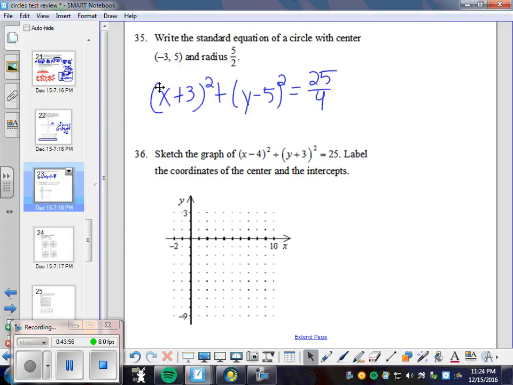All right, 36. Sketch the graph of x minus 4 squared plus y plus 3 squared equals 25. Label your coordinates in the center. My center is going to be 4, 1, 2, 3, 4, and then negative 3. 1, 2, 3. Okay, is that right? 1, 2, 3, 4, and negative 3. Yes, 1, 2, 3.